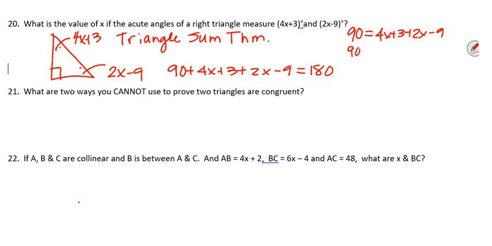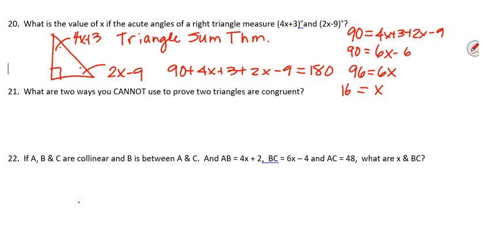So 90 is equal to 6x, 4x plus 2x is 6x. And then we got 3 minus 9, that's minus 6. So now when I add 6 to both sides, that's going to give me 96 equals 6x. And then when I divide 6 into 96, x is going to equal 16.